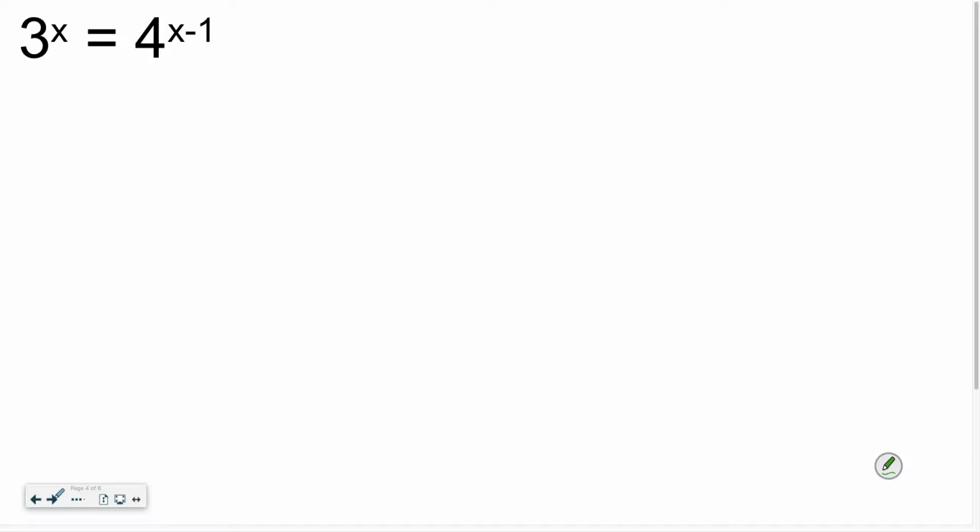However, can 3 and 4 be written in a similar base? Okay, they cannot. If it was 4 and 2, we could rewrite it like we did this warm-up problem and use the one-to-one property. If it was 3 and 9, we could write those as the same base, but we can't. 3 and 4 have nothing in common for us to be able to write them as the same power, or base, the same base, okay? So instead we have to use our knowledge of logarithms, okay?